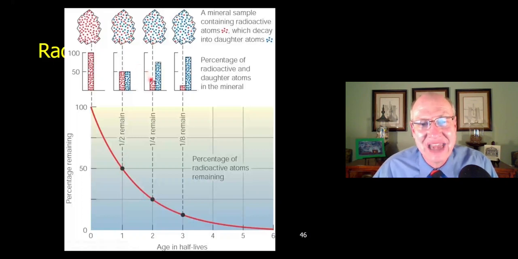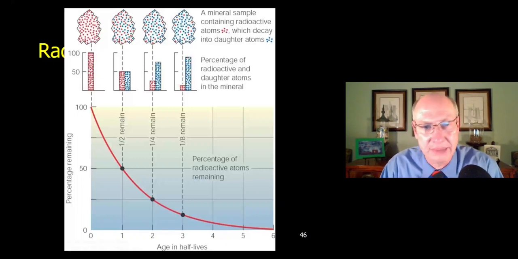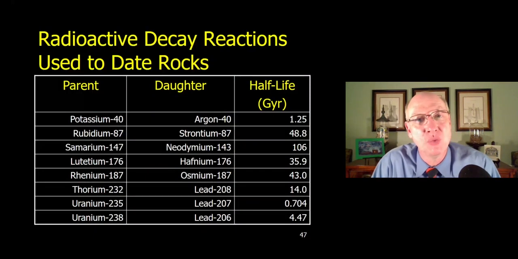So by the second half-life, we went from 50% down to 25%, and now it is 75% daughter. After another half-life goes by, now we're down to 12.5% of the parent and 87.5% of the daughter up there. Okay, so what elements do we use to do this?